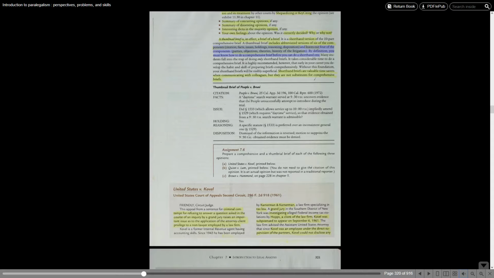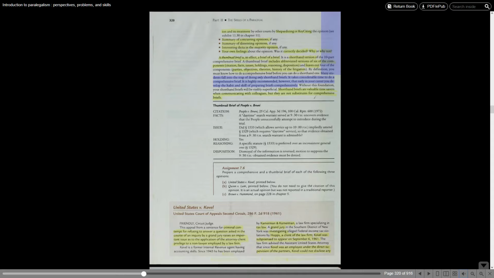By definition, you must know how to do a comprehensive brief before you can do a shorthand one. Many students fall into the trap of doing only shorthand briefs. It takes considerable time to do a comprehensive brief. It is highly recommended, however, that early in your career, you develop the habit and skill of preparing briefs comprehensively. Without this foundation, your shorthand briefs will be visibly superficial. Shorthand briefs are valuable time savers when communicating with colleagues, but they are not substitutes for comprehensive briefs.